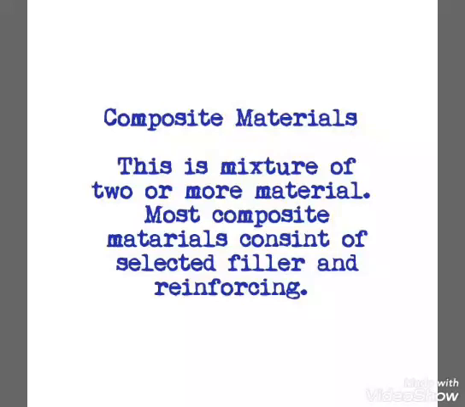Composite material is a mixture of two or more materials. Most composite materials consist of a selective filler and reinforcing material. Selective filler or reinforcing means two materials are combined to get a different property. One material is very ductile, one material has very high heat resistance power. If I combine them, we get different properties which are used for the actual application.